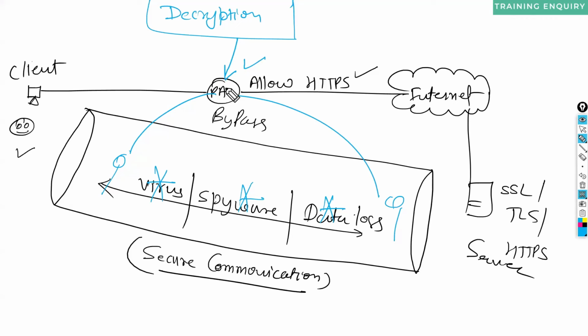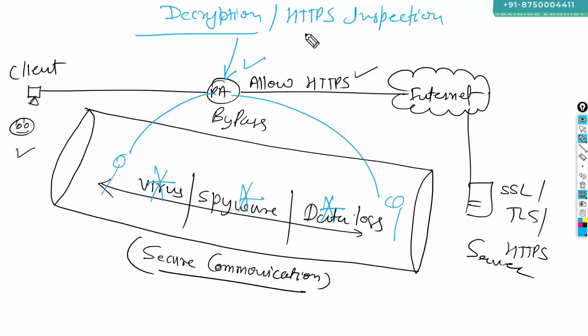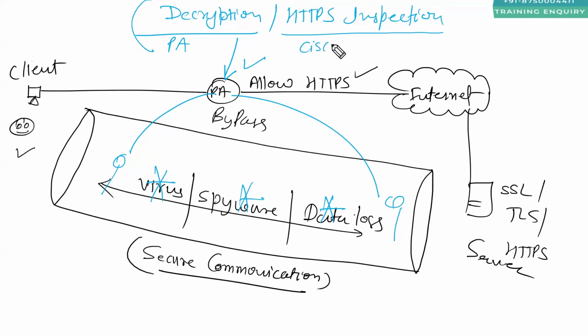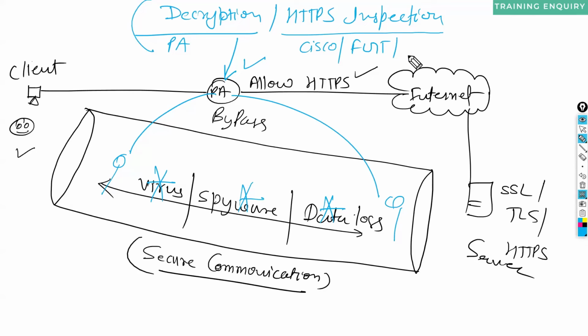When we enable decryption, it is also called HTTPS inspection. So either you can call it decryption or you can call it HTTPS inspection. But we are learning about Palo Alto, so Palo Alto says decryption. The rest of the vendors like Cisco, like FortiGate, like Checkpoint, call it HTTPS inspection. So it is up to you, you want to call it decryption or HTTPS inspection.